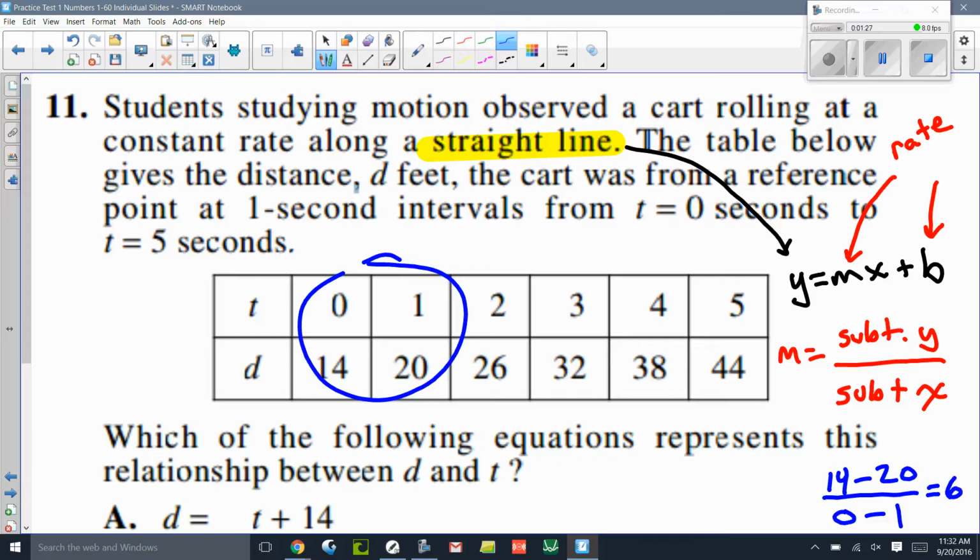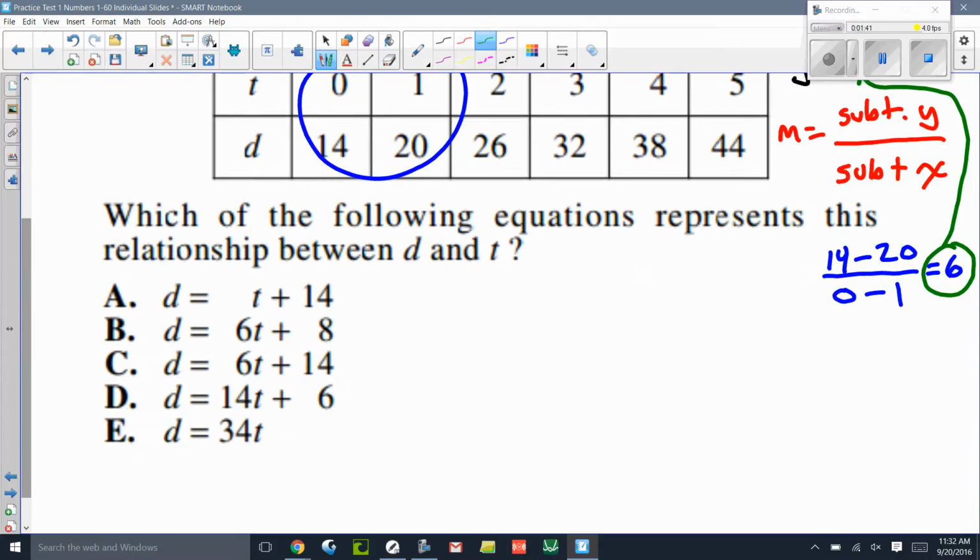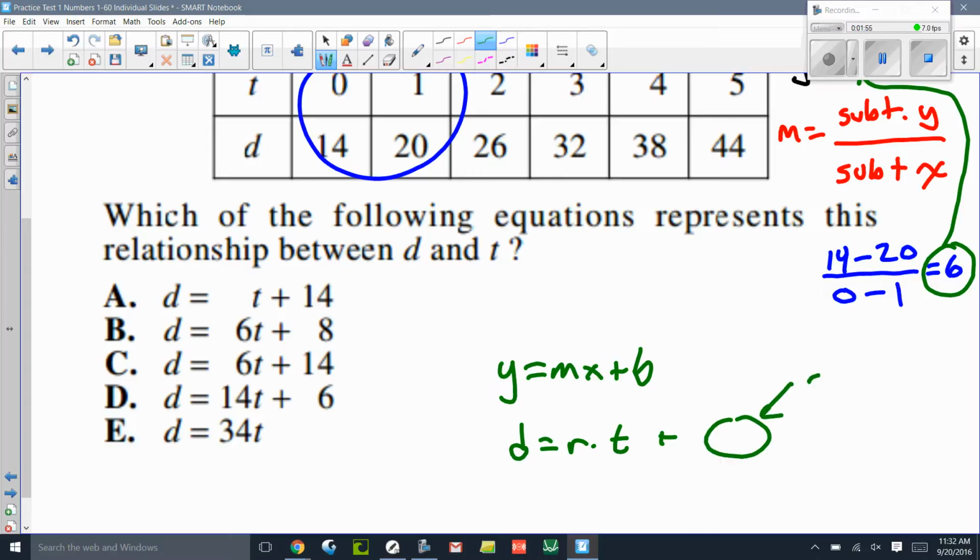Now that we have rate, we know that our equation must have a slope or a rate value equal to 6. At this point in this problem, I would look at process of elimination. If you look at the equations here, we know we want something in this form, y equals mx plus b, which would also be distance equals rate times time, plus this is our y-intercept or starting point. So now that we know the rate is 6, we can eliminate this. The rate here would be 34, the rate here would be 14, the rate here would be 1. So we're down to 2 options.